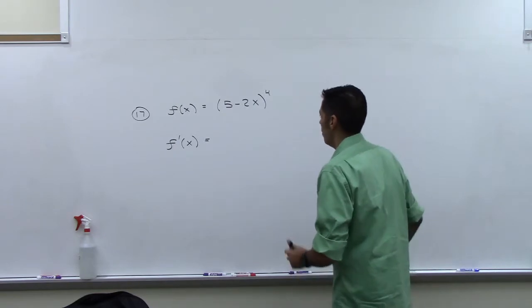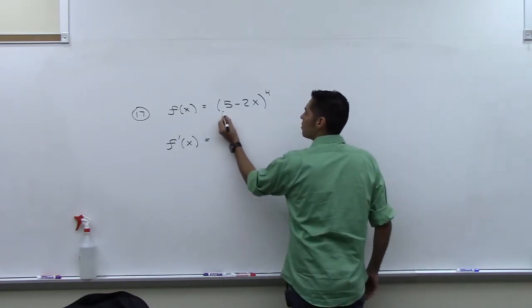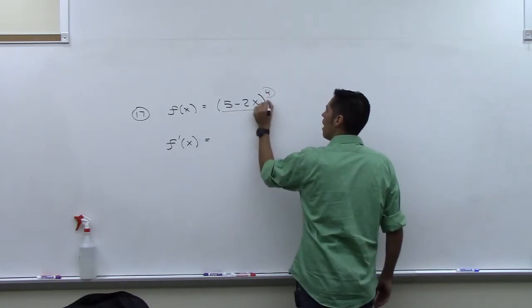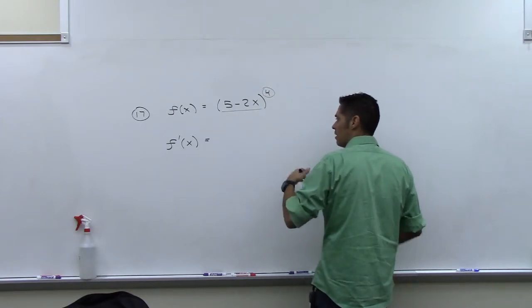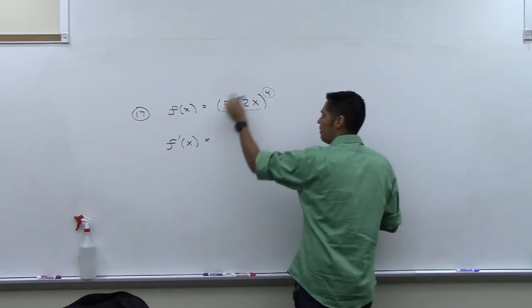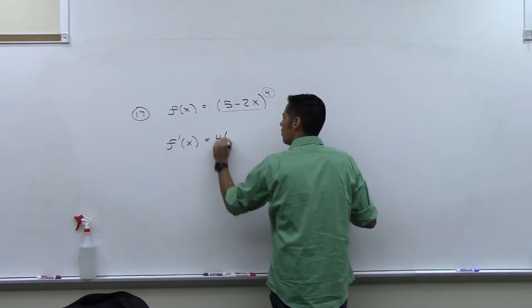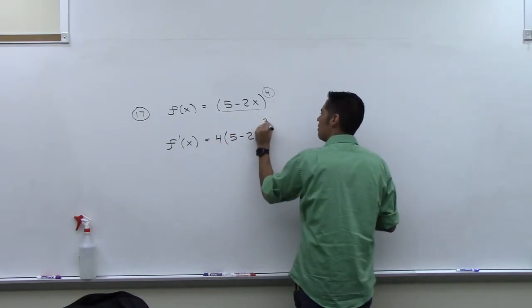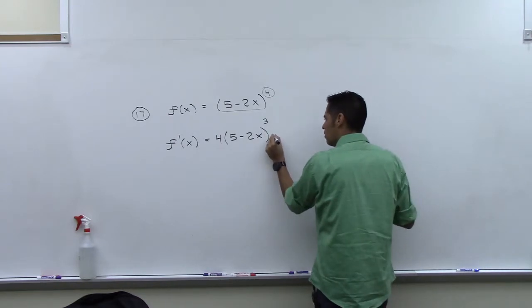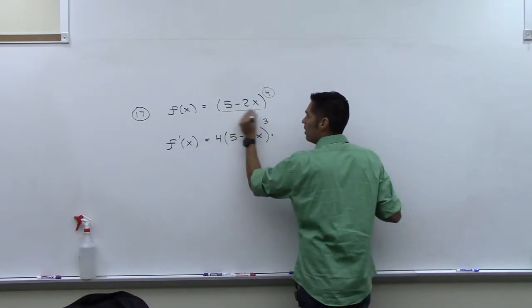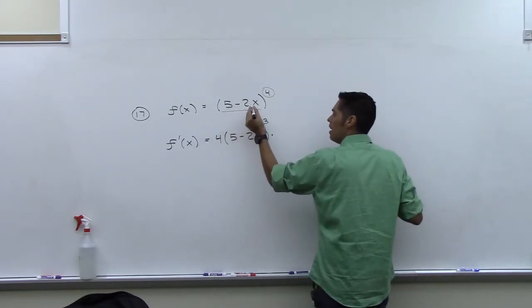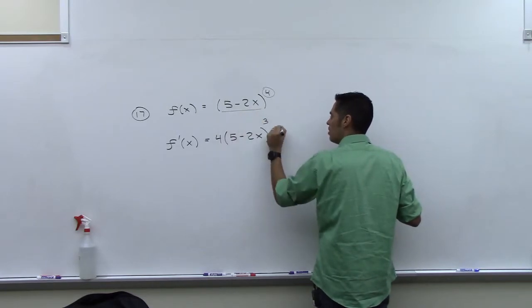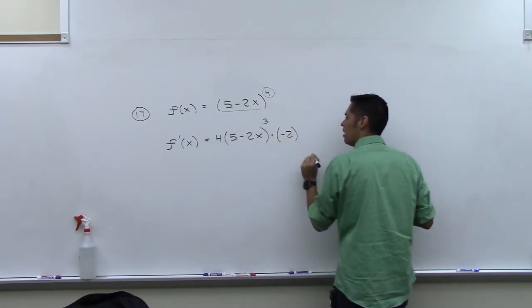Okay, so we notice that we have this expression raised to the 4th power. So I'm going to use that generalized power rule. I'm going to bring the 4 out. I'm going to rewrite 5 minus 2x without touching it, and then reduce the power by 1. Then multiply that times this derivative. Derivative of 5 is 0, and the derivative of negative 2x is just negative 2. So I'll put negative 2 there.